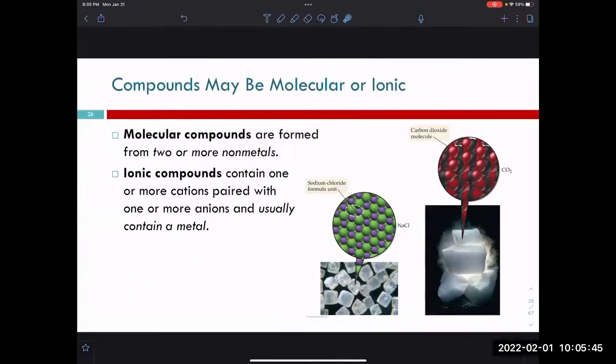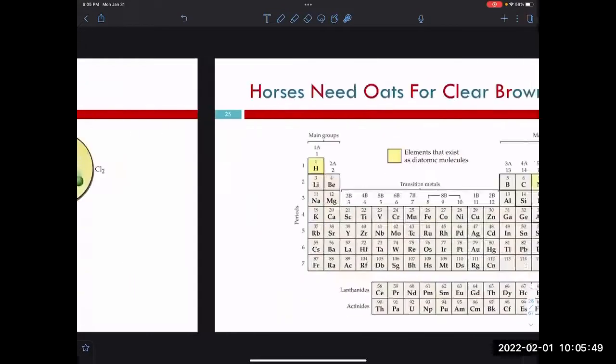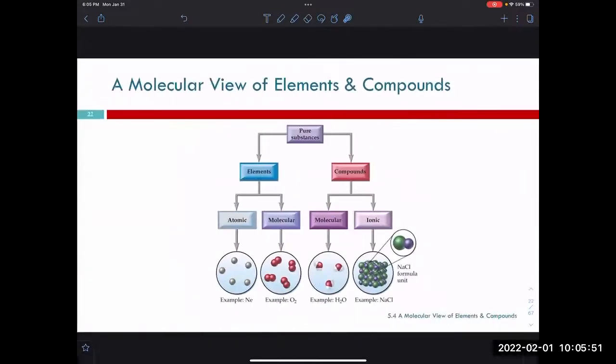Okay, so that's the element side of that tree that we were looking at a few slides ago. Let me go back to that real quick. So we covered this: elements, atomic elements versus molecular elements. Now we're going to go to the other side of this, talk about our different types of compounds.